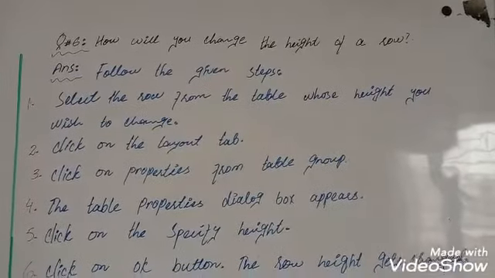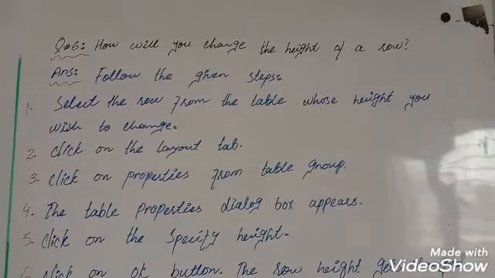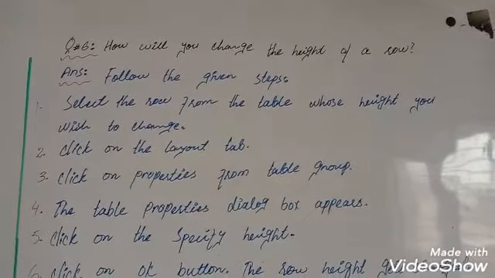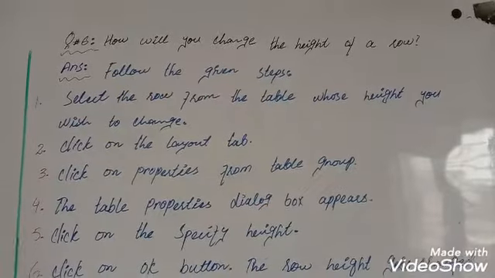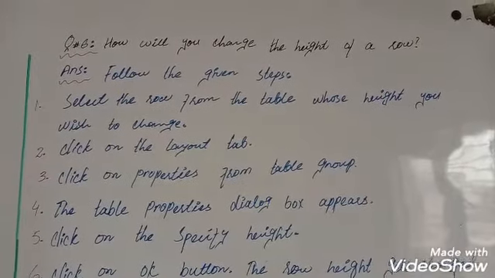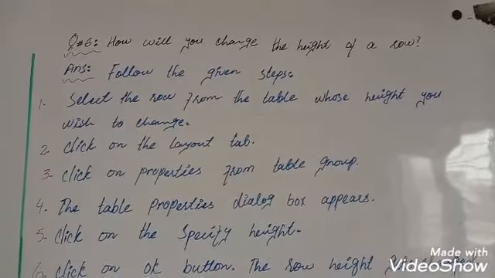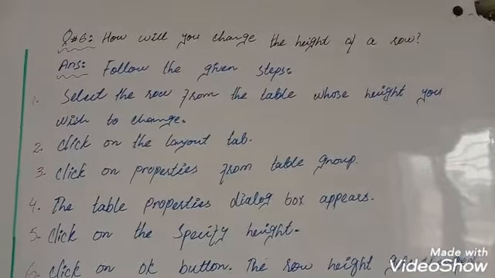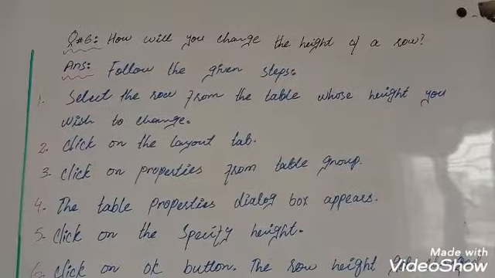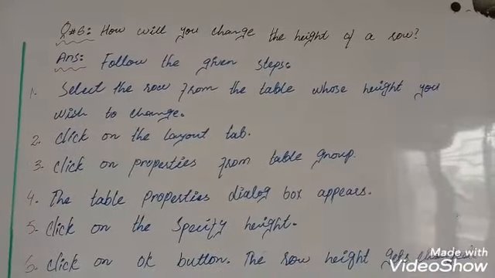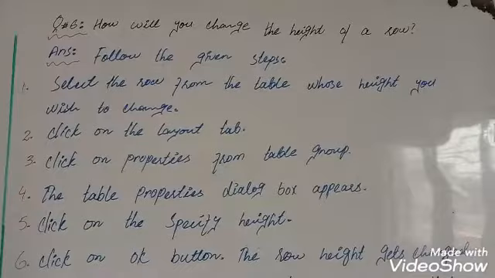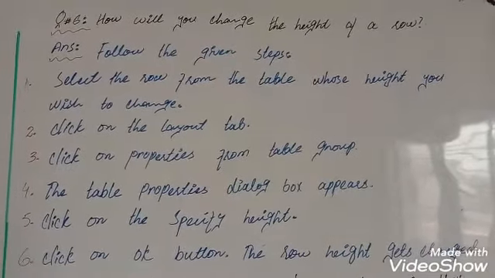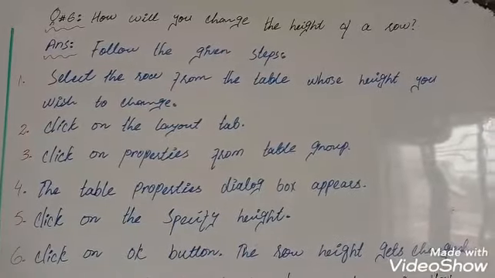Question number 6. How will you change the height of a row? Answer. To change the height of a row, follow the given step. First step is select the row from the table whose height you wish to change. Second step is click on the layout tab. Click on properties from table group. The table properties dialog box appears. Click on the specify height. And the last step is click on OK button. The row height gets changed.